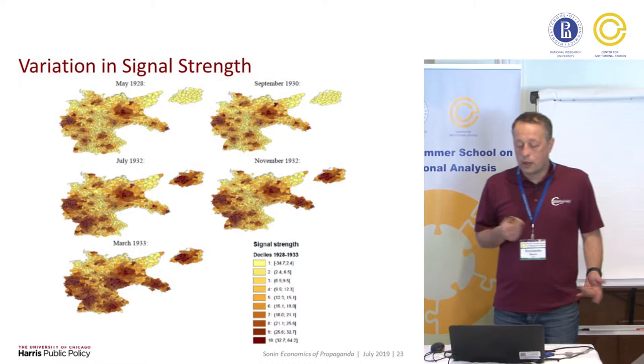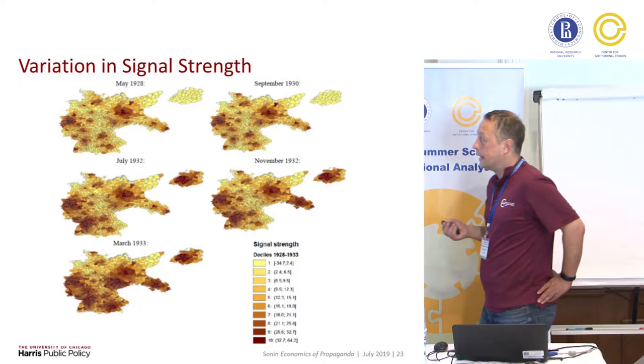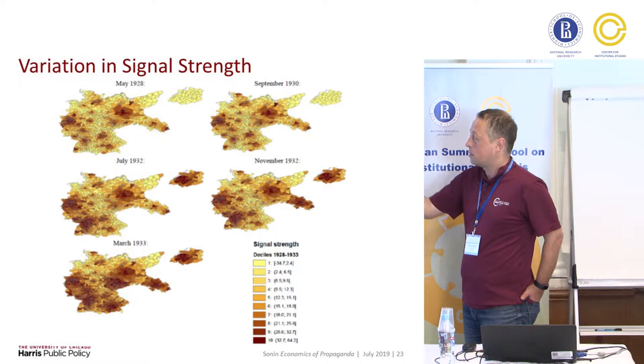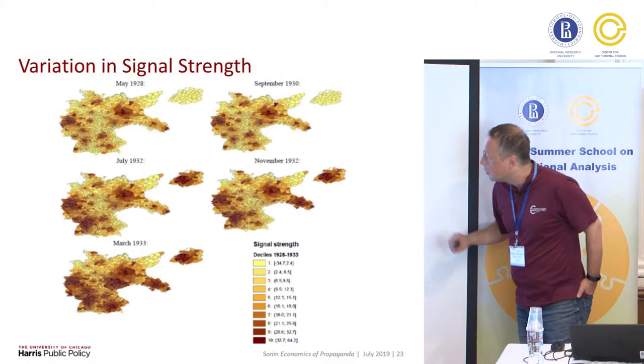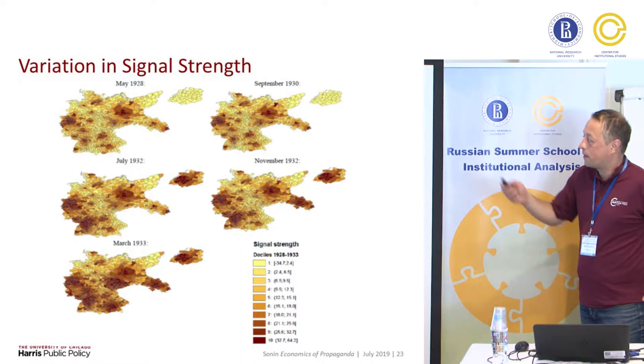So one thing that the authors used in this paper was the variation in signal strength that was changing over time. So these are maps of signal strength, and they located every transmission tower and then marked every area in terms of variation of strength, how the strength changed over 5 years.